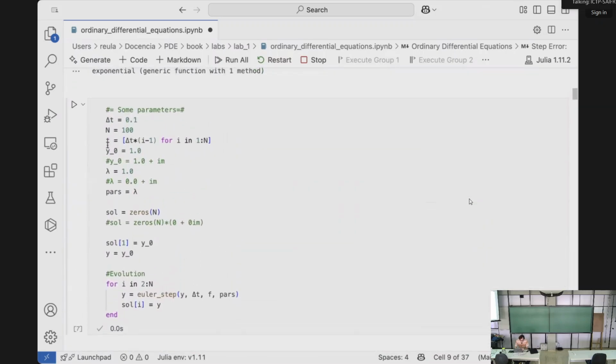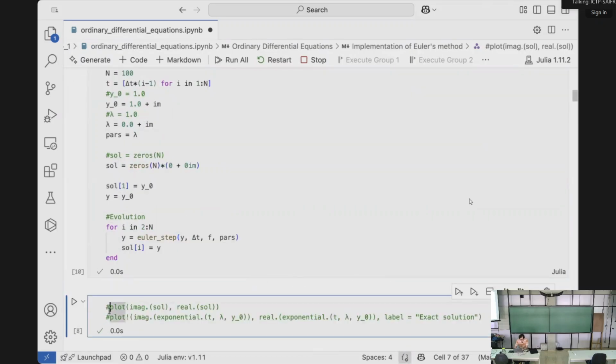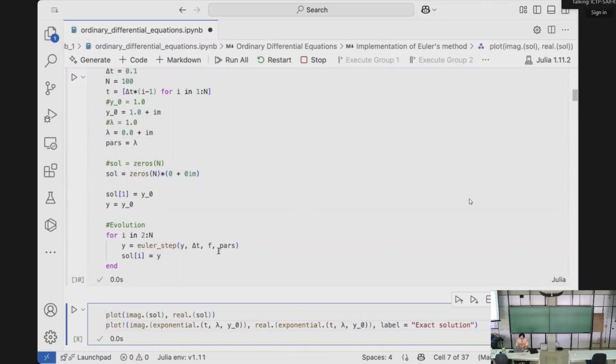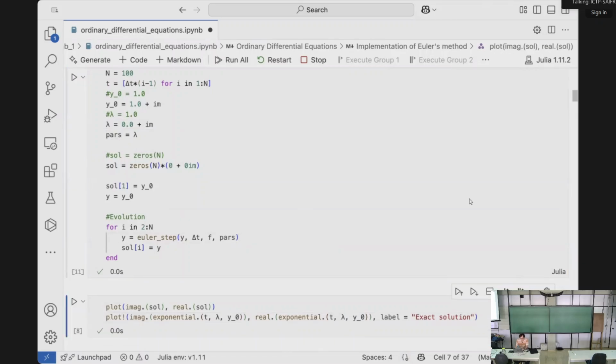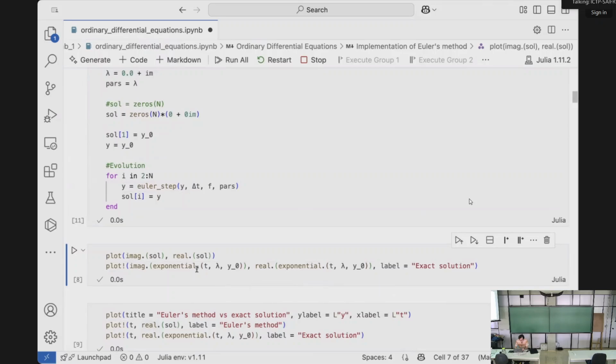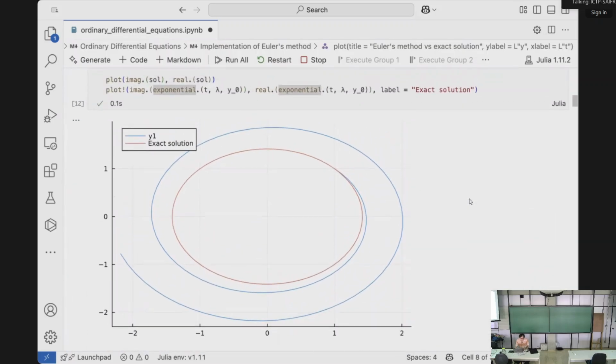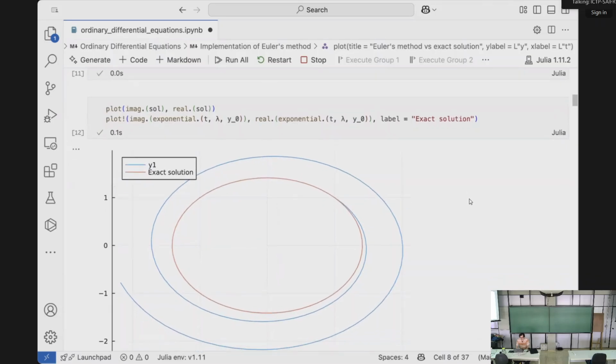If you want, you can also try here putting some imaginary values, right? We just need to comment here. We'll use lambda imaginary, and we start with an imaginary value as well. And let's uncomment here. What we expect here now is to have a solution of the form the exponential of it, right? And this should be a circle or an ellipse depending on the value of lambda.